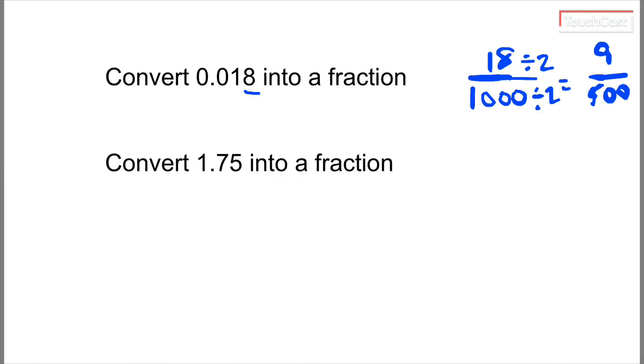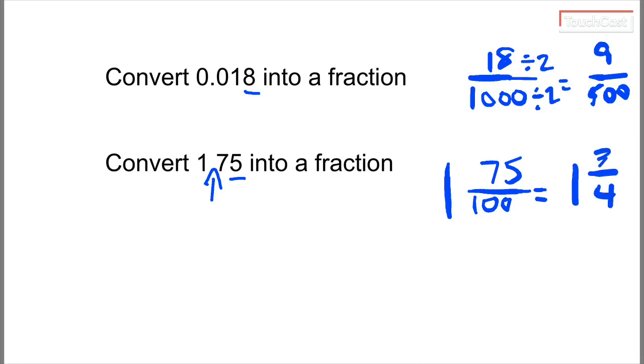Now we have a number in front of the decimal, which changes up a little bit, but not too much. So we still have to look at the number on the right, which is 5. So that tells us that our denominator is going to be 100 because it's in the hundredths place. Okay, so we're going to have 75/100 because those are the numbers that are after the decimal. So there's our decimal. In front of the decimal, well, those are going to become the whole numbers. That becomes a mixed number. So we have 1 75/100, which simplifies to 1 3/4.